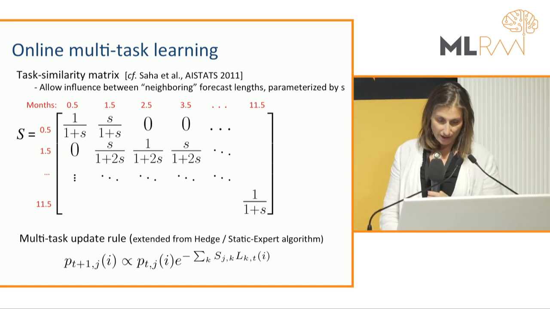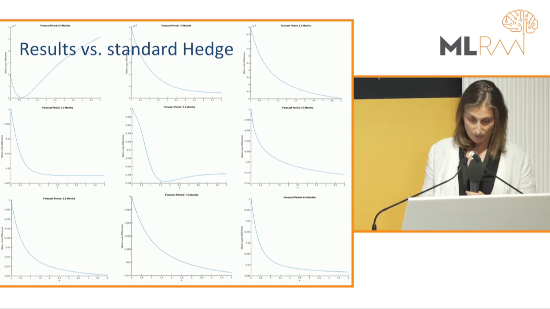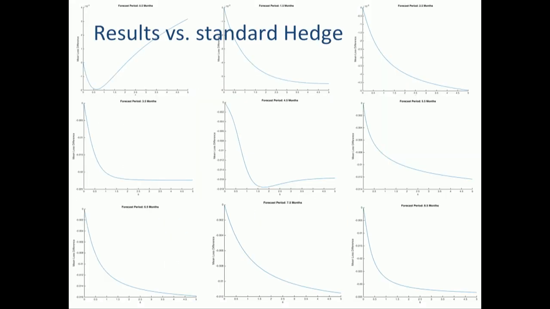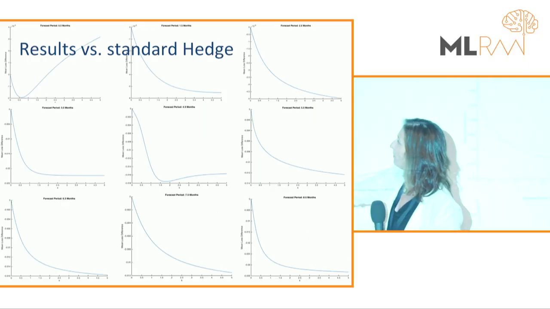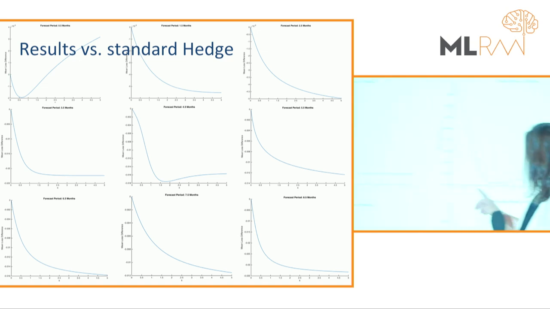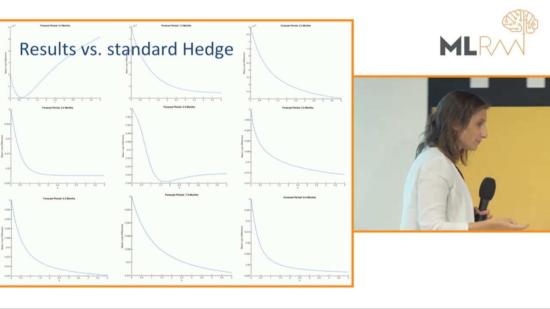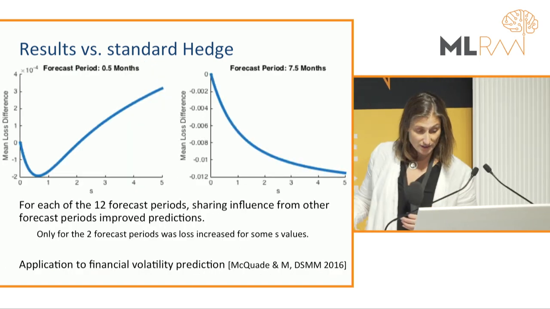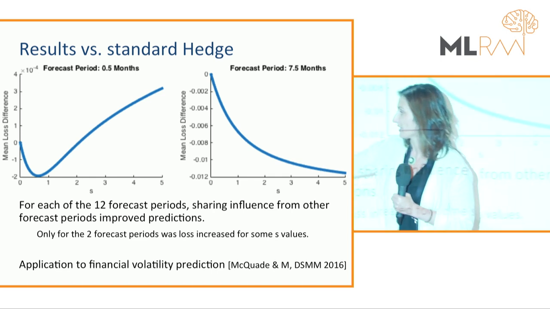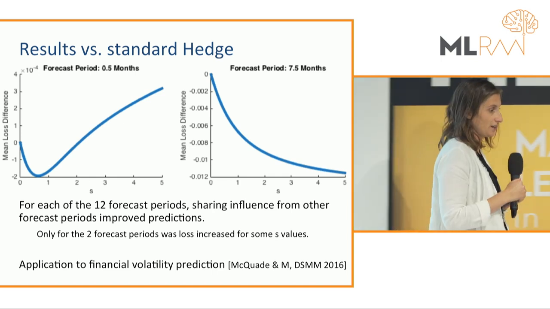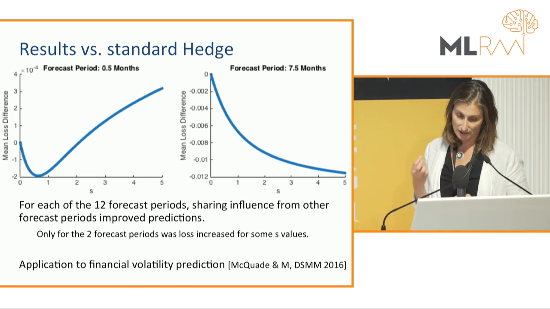And we varied the parameter S, and now down is good, because we're looking at improvements against standard hedge. And for all of the forecast periods, so this is predicting at 2 weeks, 1.5 months, 2.5 months, et cetera, we get improvement for some S. And only on two of the tasks do we eventually get degradation after some value of the parameter. For the short task, that can be explained by the fact that if you're doing the two-week task, you have had the freshest data the last time you updated, so the other tasks aren't going to help you that much.